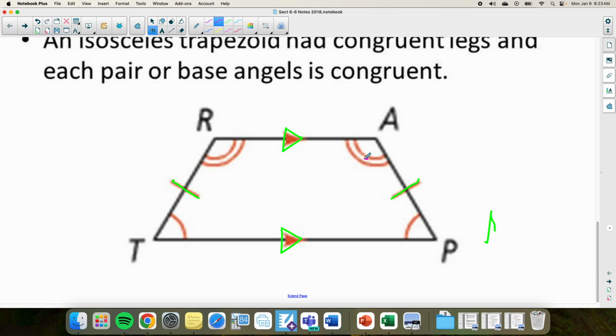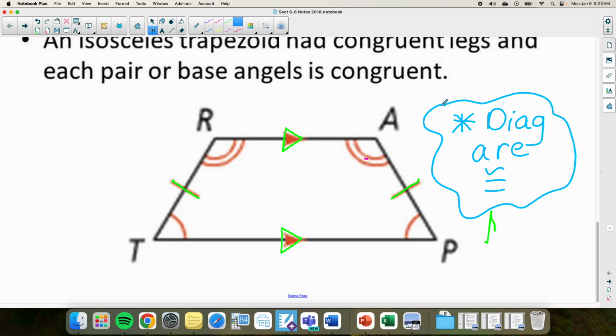So on your cheat sheet for the isosceles trapezoid, the second one down, not the first one, can you guys mark that these two are congruent and these two are congruent on the cheat sheet? And then the other thing that's true if you have an isosceles trapezoid is that the diagonals are congruent. So if you want to just draw that off to the side. Okay.